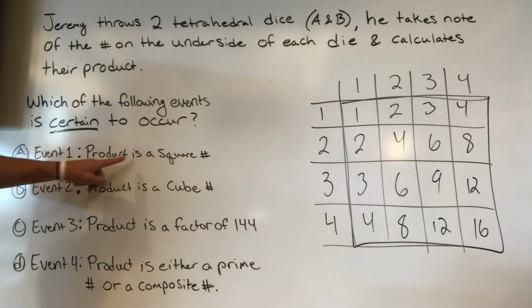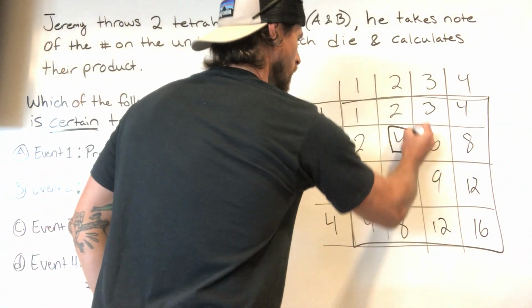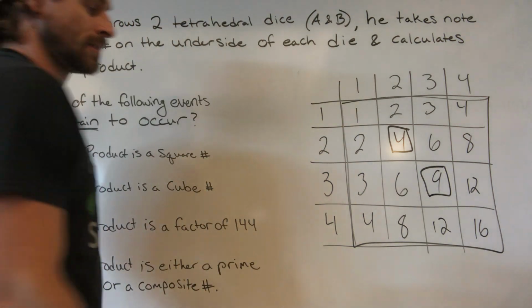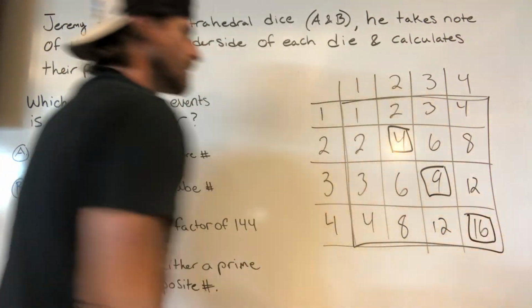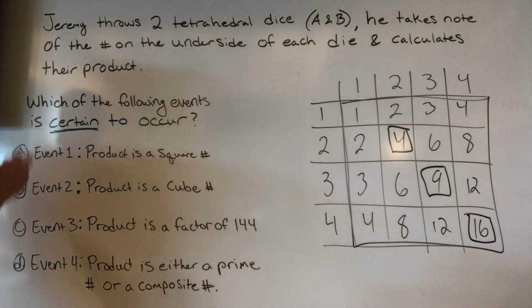Okay, so product is a square number. Square numbers are like 4, 9, but then 16. But notice we could get a 6, we could get a 3. Those are not square numbers, so A is off the table.